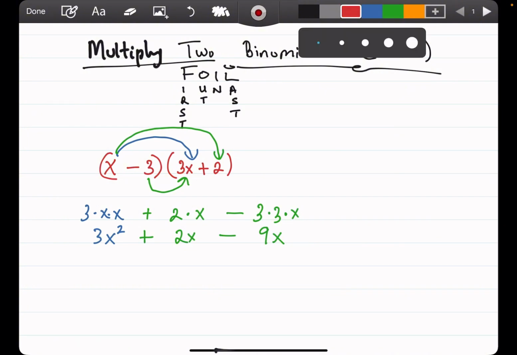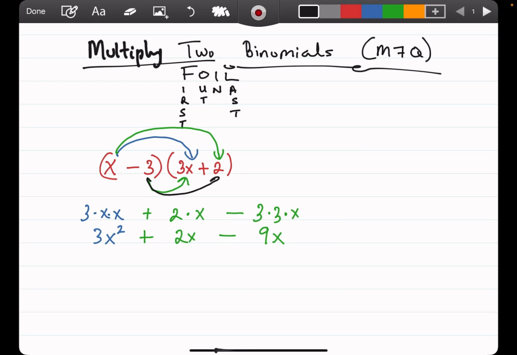And let's do the last. This is the last. And now the last is minus and plus, which becomes a minus, right? And that would be 6, 3 times 2. And we see like terms there. The two terms in the middle are like terms, and then you either add or subtract them. So 2 minus 9 gives us what? Minus 7x, minus 6. And that is your final answer.